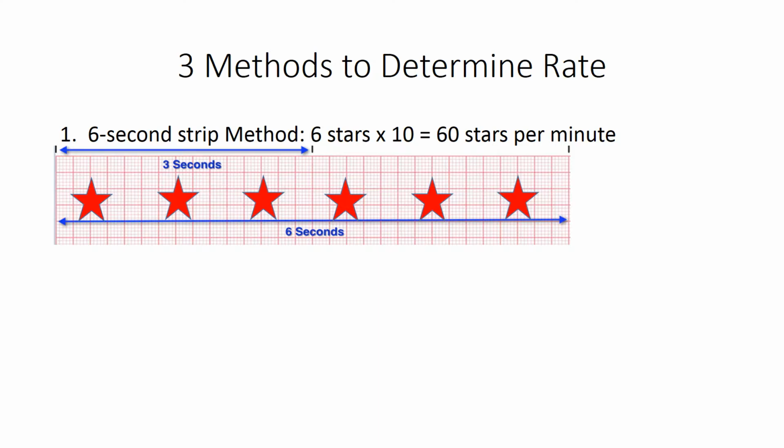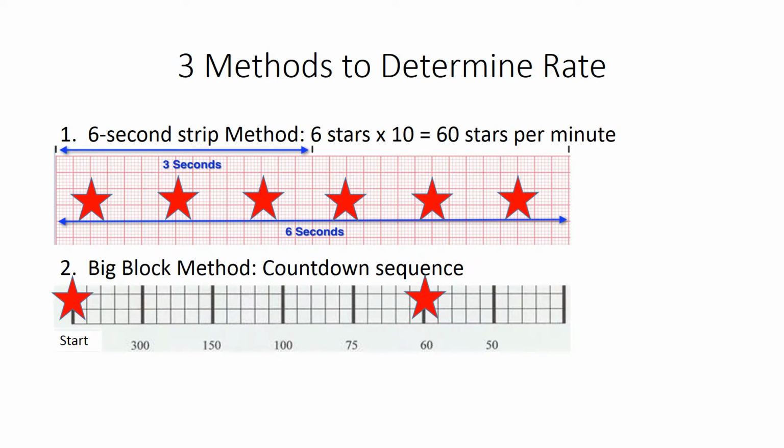Your first option is using a 6-second strip and counting any distinguishing features that you see. In this case, I count 6 stars. I will multiply that by 10, and that will give me 60 stars per minute.